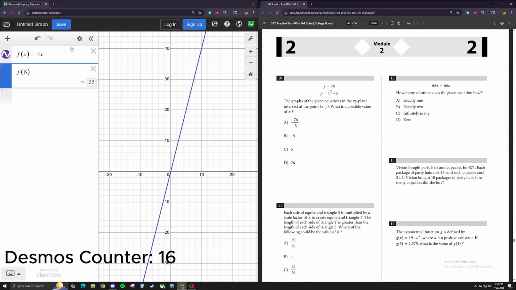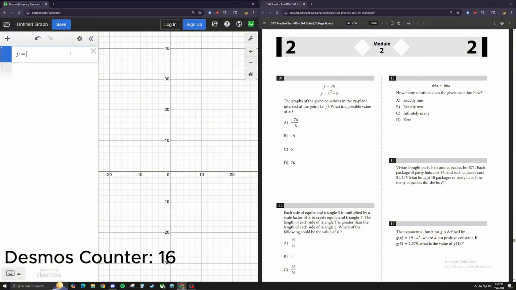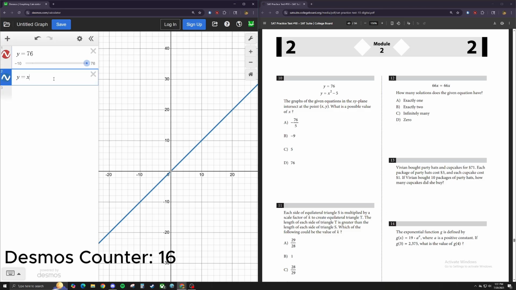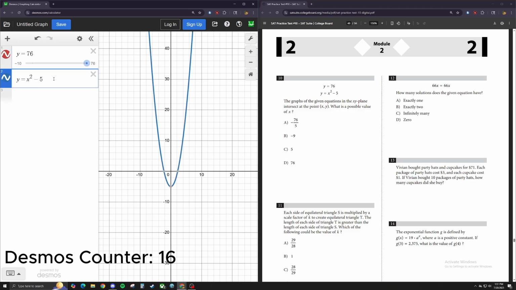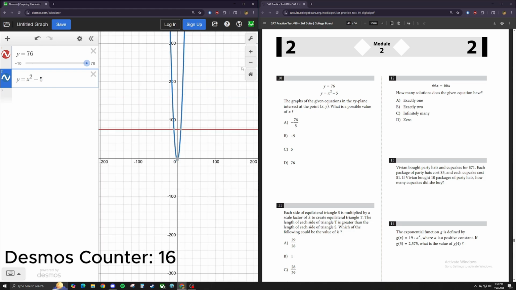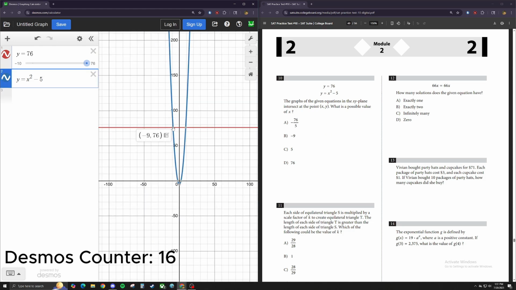Another system saying, okay, if you put this in Desmos, y is equal to 76, and then y is equal to x squared minus 5 is saying, well, what is the positive value of x? Okay, just see where they intersect. So x could either be -9 or it could be +9. So -9 is an answer right here.